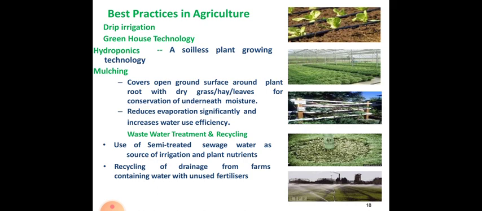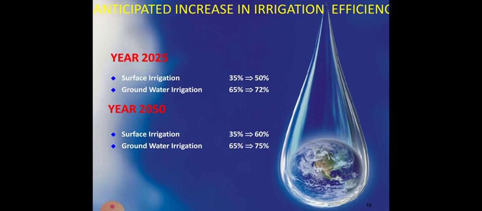Best practices in agriculture: drip irrigation, greenhouse technology, hydroponics, a soilless plant growing technology, and mulching, which covers the open ground surface around the plant root with dry grass, hay, leaves, conserves underneath moisture, reduces evaporation significantly and increases water use efficiency. Wastewater treatment and recycling: use of semi-treated sewage water as a source of irrigation and plant nutrients, recycling of drainage from farms containing water with unused fertilizers. Anticipated increase in irrigation efficiency.